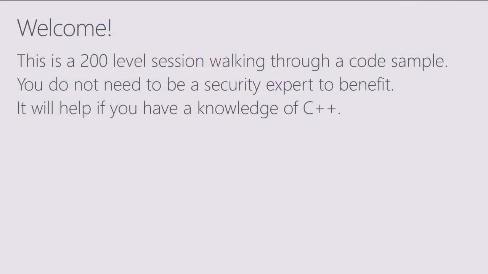Now, before we go further, just to give you a little level set, this is a 200 level session. I will show you a sample code written in C++ that has issues, and I will show you how to use Microsoft Security Risk Detection to find those issues, and then I will show you some specific things you can do with the Microsoft platform to fix those issues. You do not need to be a security expert to benefit. It will help if you have a basic knowledge of C++ and some basic background in how security attacks happen in code, although I will cover it briefly as we go forward.